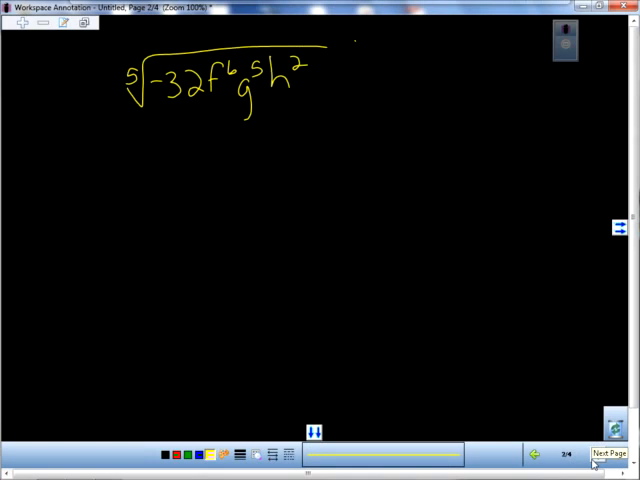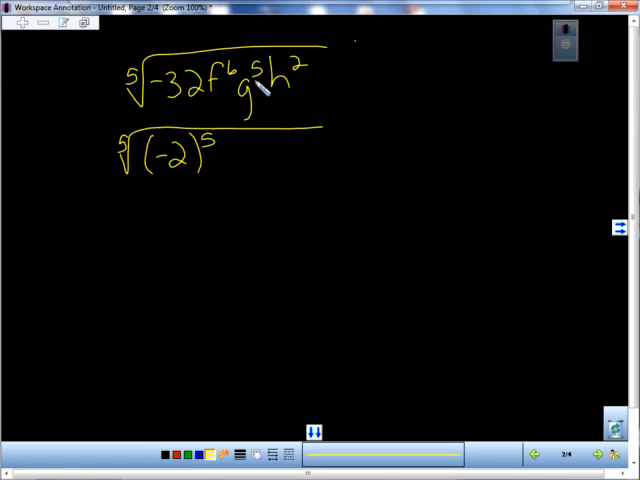Let's do this one. Is there a number out there that we could take times itself 5 times to get to negative 32? No. Are you sure? Negative 2, right? So I have the 5th root of negative 2 to the 5th power. Negative 2 times negative 2 times negative 2 times negative 2 times negative 2 is negative 32.